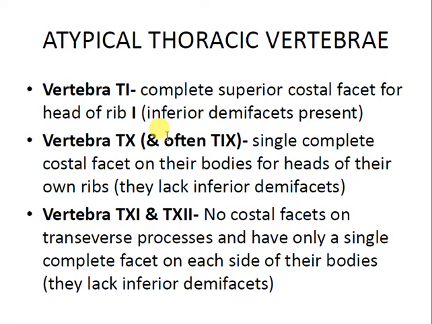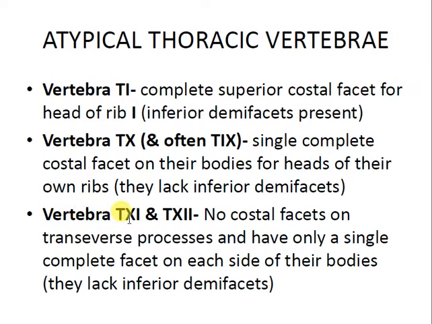Vertebra number 10, and often T9, has a single complete costal facet on its body. For the heads of their own ribs, they lack the inferior demifacet. So these have no inferior demifacet, which is how typical ribs are.